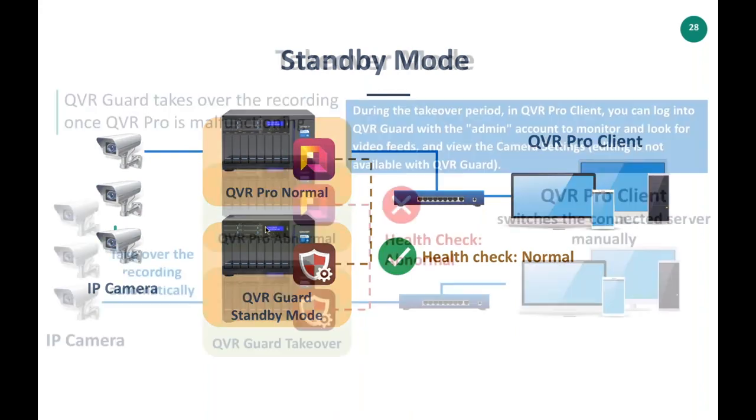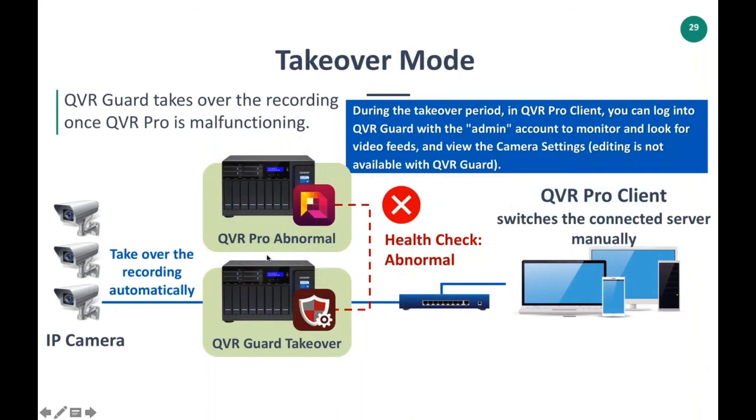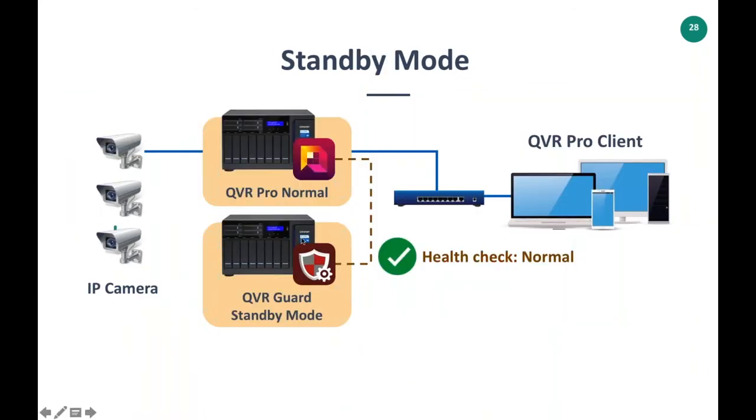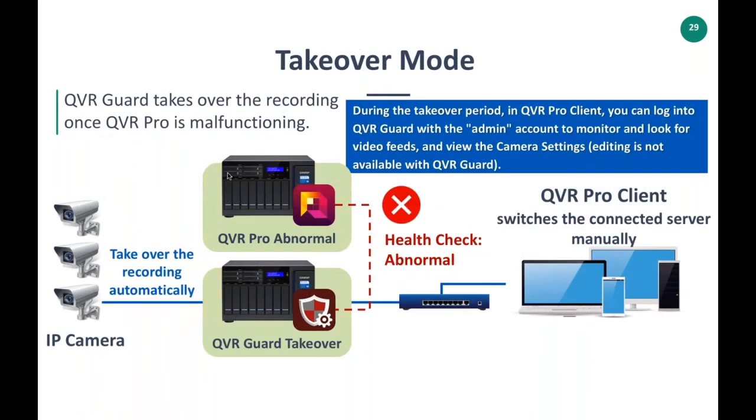So as long as things are running well, the NAS with QVR Guard just watches the NAS with QVR Pro, just making sure everything's okay. But as soon as everything's not okay, it just takes over. So now these cameras record to this NAS instead, and everything just runs smoothly. You can still view your footage. Everything's fine.